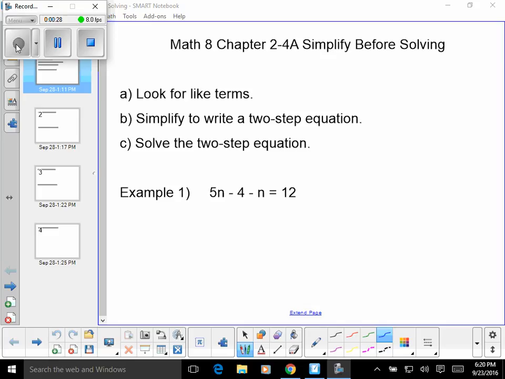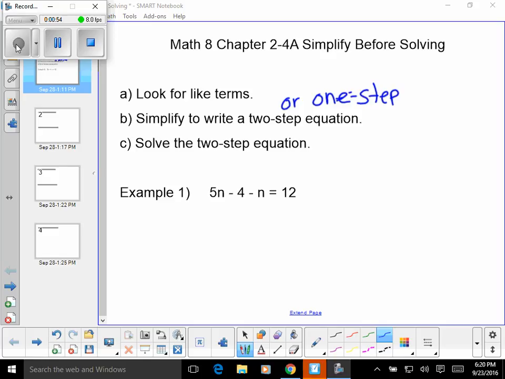First of all, you are going to have to look for like terms. Secondly, you are going to simplify to write a two-step equation, but in all honesty, you may even be able to get it to a one-step equation. And then you're going to solve the resulting equation, whether it's two-step or one-step.